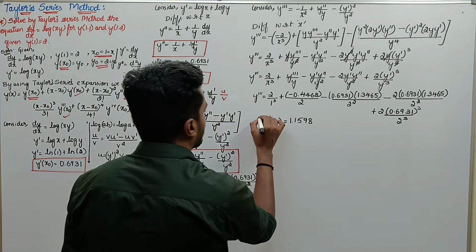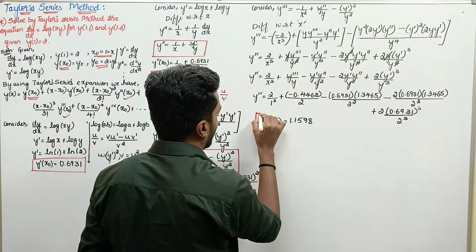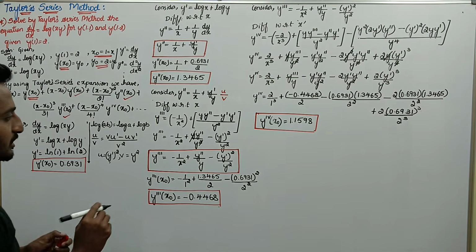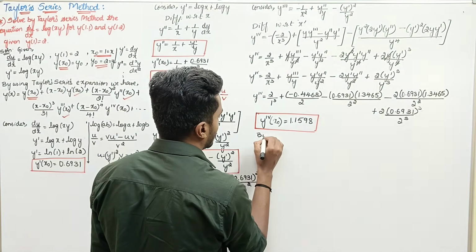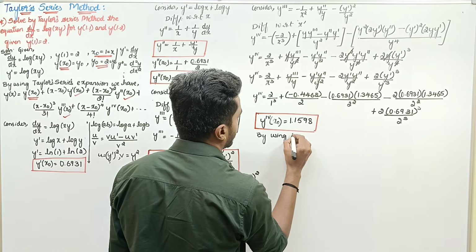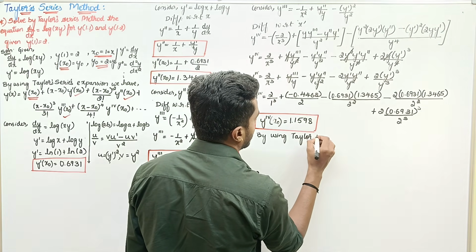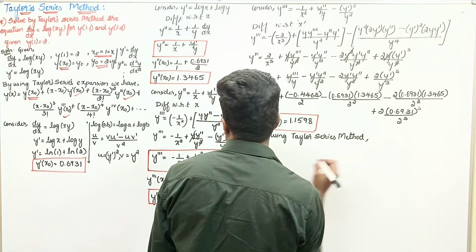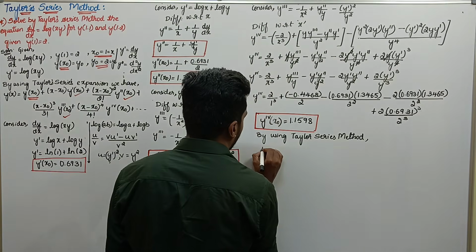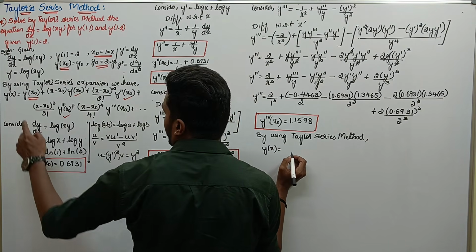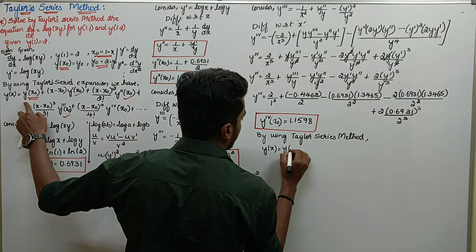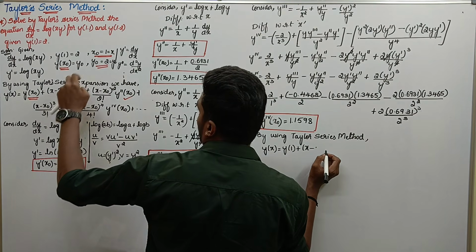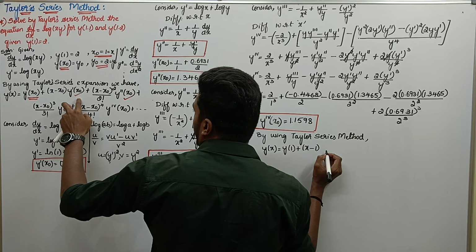After finding all the 4th degree terms, now let us simplify using the Taylor series method. By using Taylor series method, we have y of x, which is equal to, what is y of x naught? y of x naught is 1, plus x minus x naught. What is x minus x naught? 1. Okay, y dash of x naught.